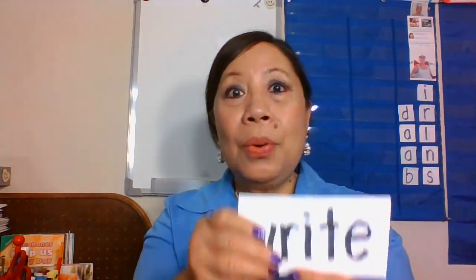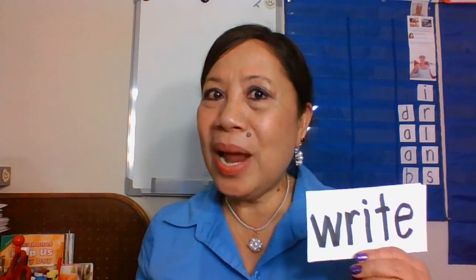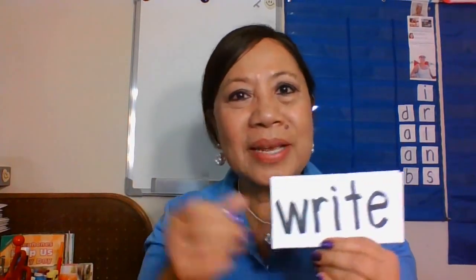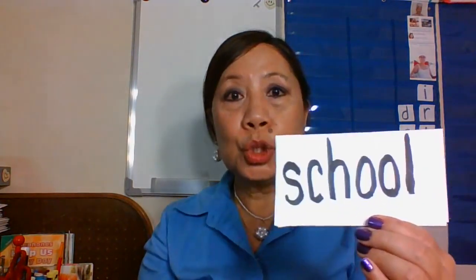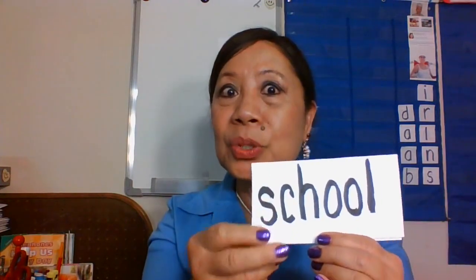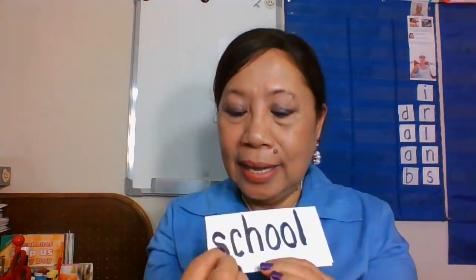All right, next word. Right. Let's clap on right. Right. How many times did I clap? Did you clap? How many times did you clap? Right has one syllable. Very good job. All right. Next one is school. Let's clap on school. School. That's one syllable. All right. Okay. Next one.